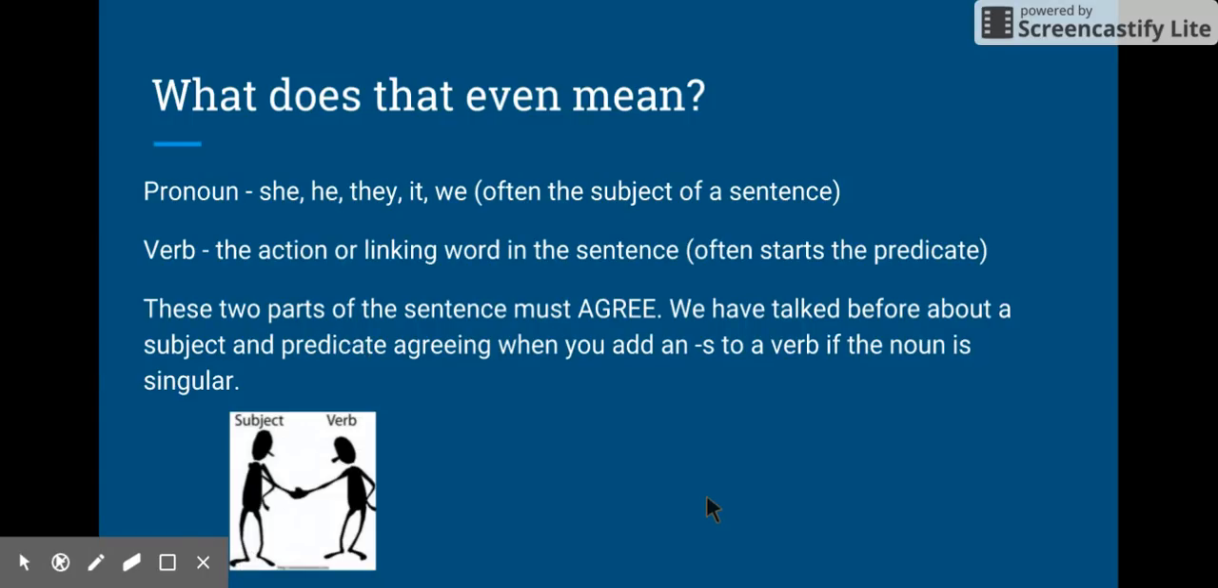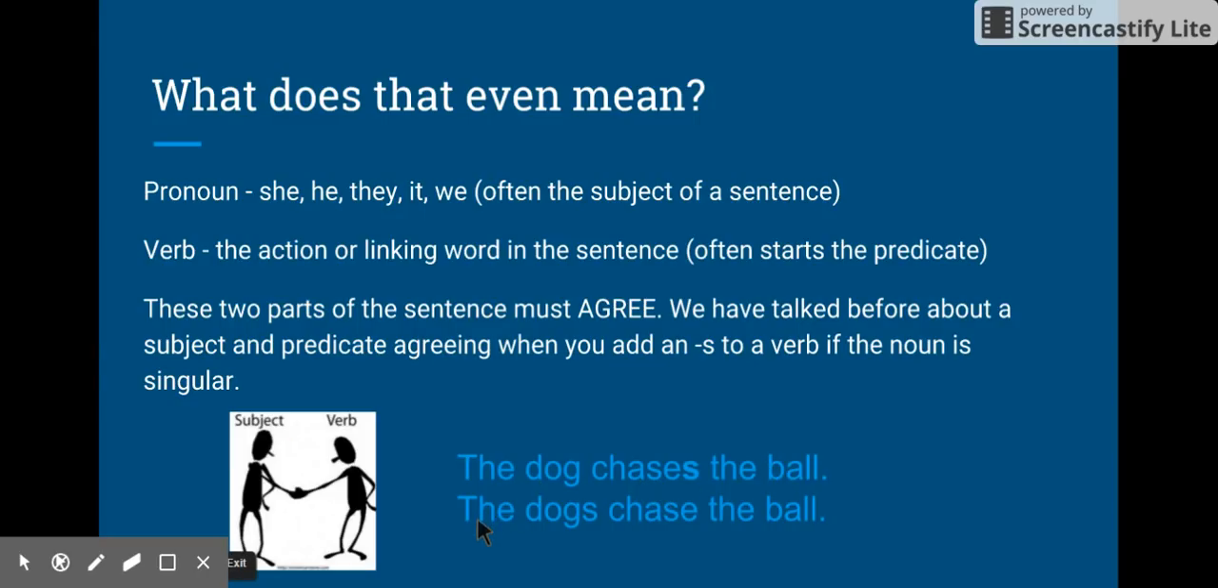If the subject is singular, the predicate must be singular. If the subject is plural, the predicate must be plural. So to do this, we have to add an S to the verb to make sure that it agrees with the pronoun sometimes. So for example, the first sentence says, the dog chases the ball. So as you can see, when we have one dog, we need to put the S on our verb here, chases. The dog chases the ball.